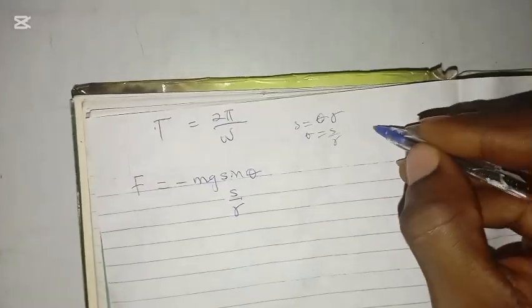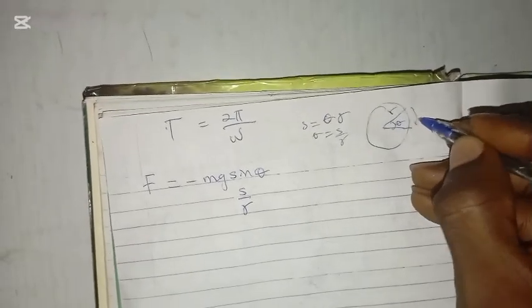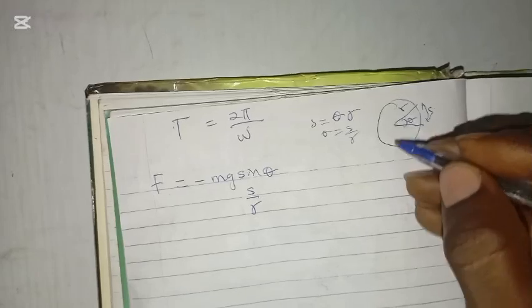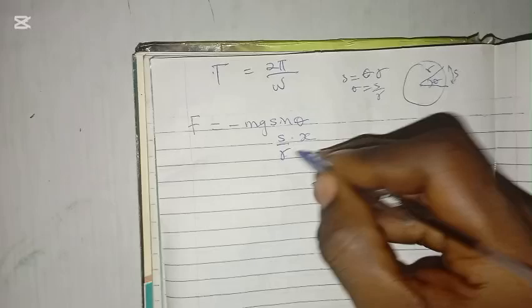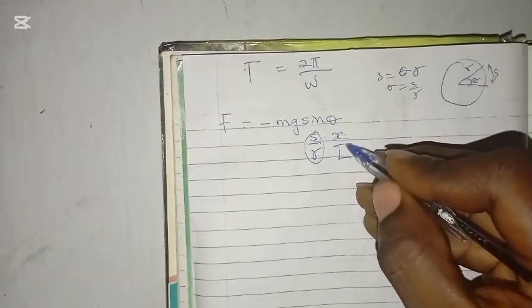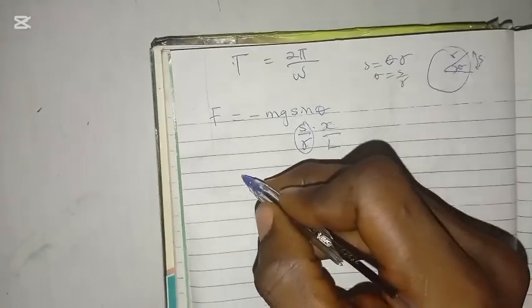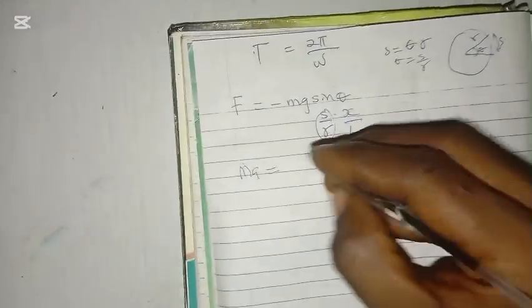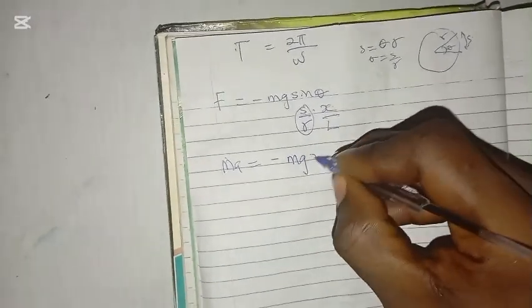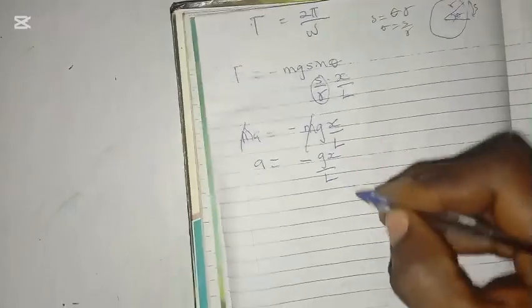So if you consider it, if this is your circle, this is your radius, and this is your theta, this is displacement S, the side opposite it. Remember what I taught you when we started. So I'm taking this now to mean x, and taking this to mean L, because in simple pendulum or harmonic motion, we consider displacement to be x or y, and radius to be L, that is the length of that particular thing. So if I put it together, I have that ma is equal to minus mg x over L. The m cancels m, so I have a is equal to minus g x over L.